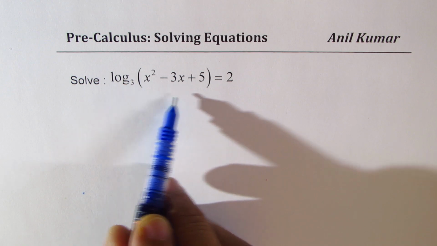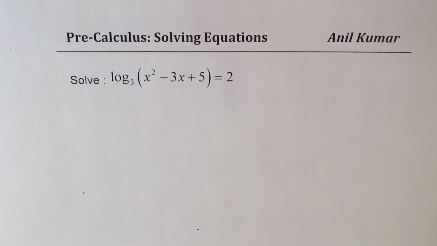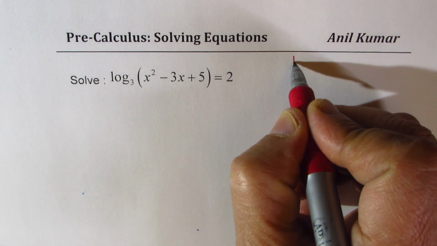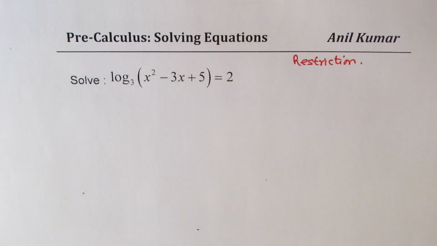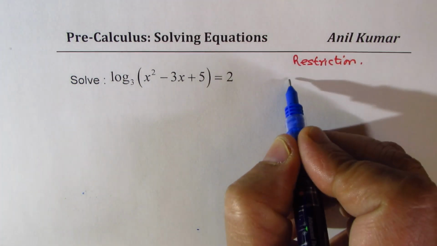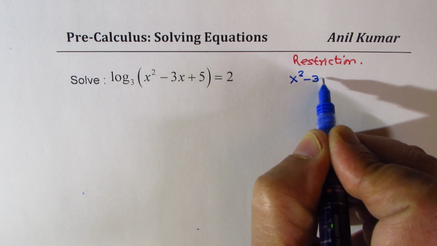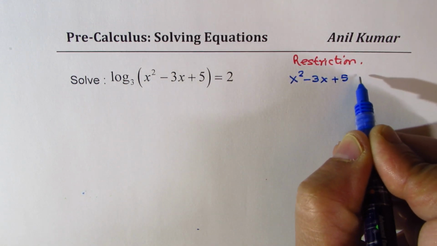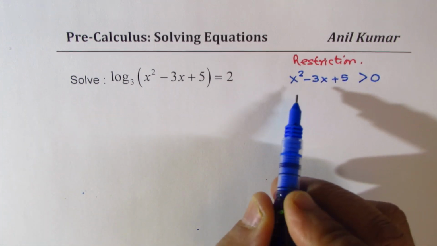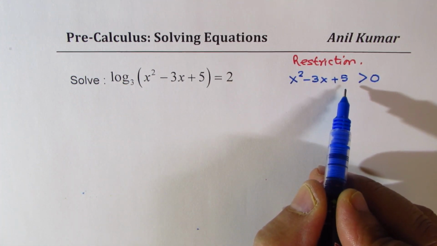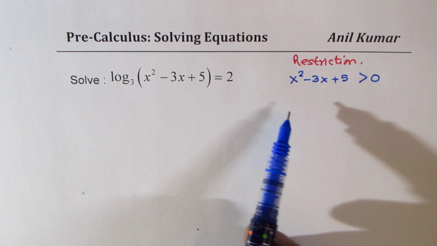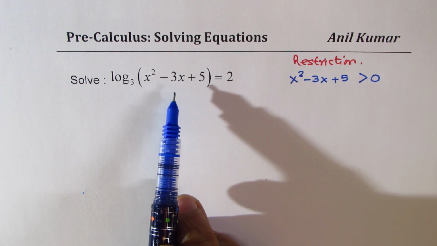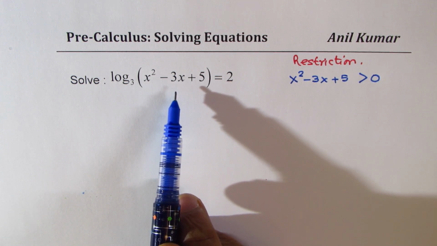Now remember, in this particular equation we have a restriction. So let's begin by defining our restriction. So the restriction here is that this argument, which is x squared minus 3x plus 5, has to be greater than 0. So that is very important to understand. Okay, so that is the restriction which you have to work with, and whenever you find a solution, you have to check your solution. Okay, that's the first part.